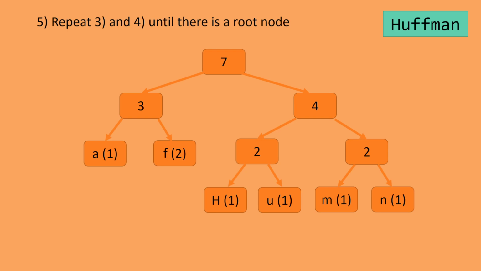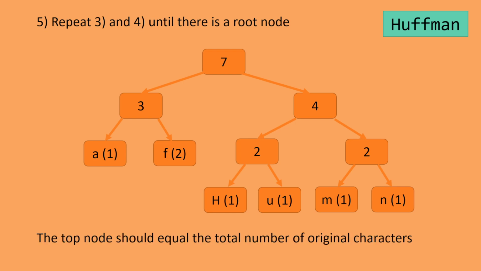The original letters for the word Huffman are there, with the frequencies all adding to the total number of letters or characters that appear in that sequence. There you go. So the top node should always equal the total number of the original characters.